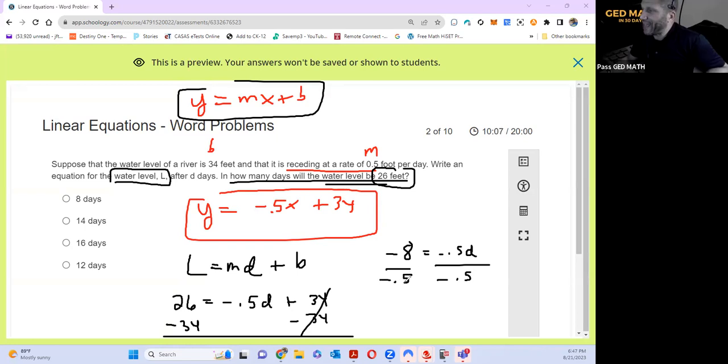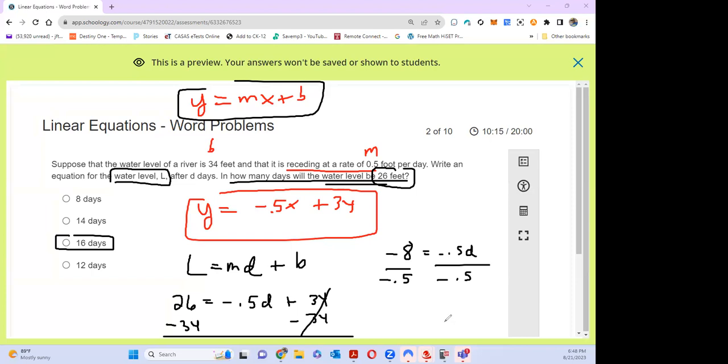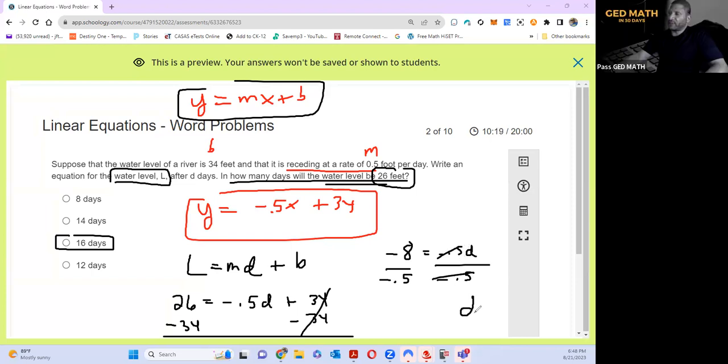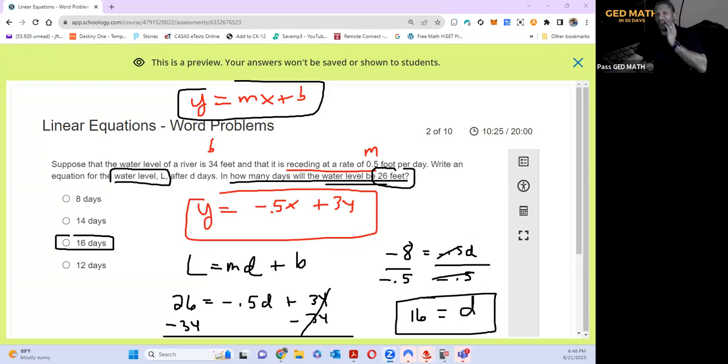So what is negative 8 divided by negative 0.5? That will give you 16. The two negative 0.5s cancel, and we're left with D. D equals 16. So again, the important thing is we knew they wanted a linear equation.